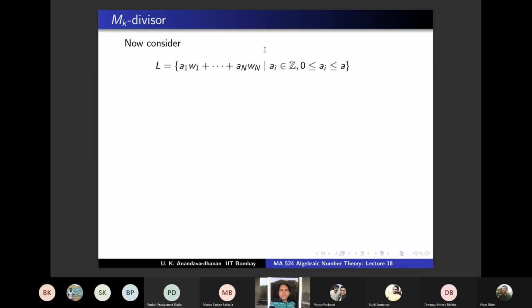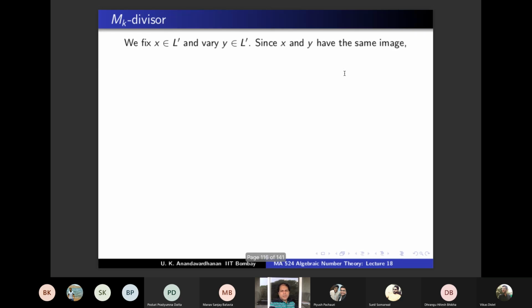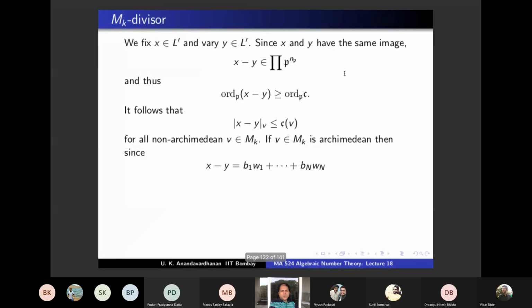What can you say about the bounds of Ai minus Bi? Ai is between 0 and A and Bi is also between 0 and A. So what can you certainly say about Ai minus Bi? It will be between minus A and A. So the modulus is less than or equal to A. So if V is Archimedean, then X minus Y is B1W1 plus etc. plus BnWn, where the Bi's are integers varying between minus A and A.